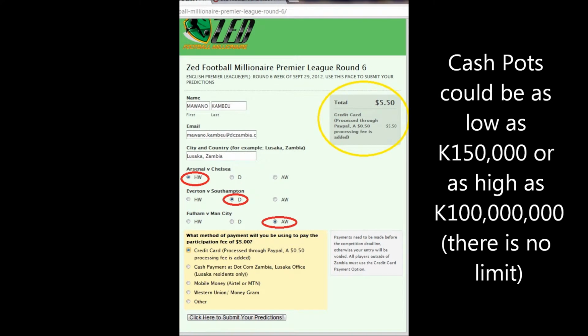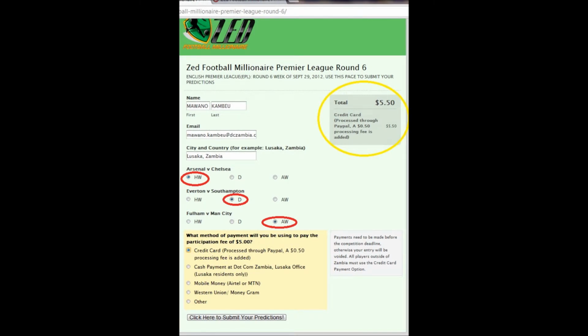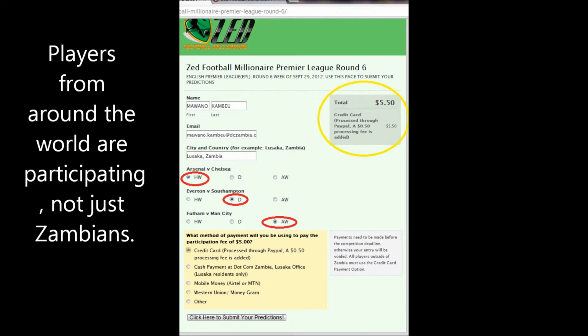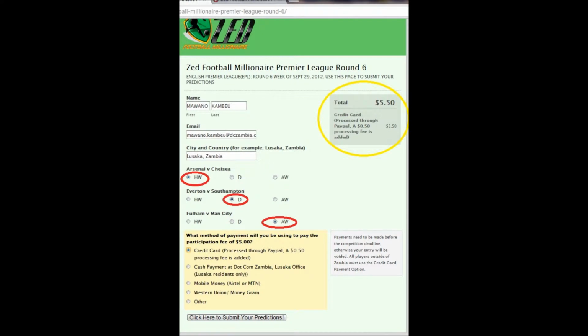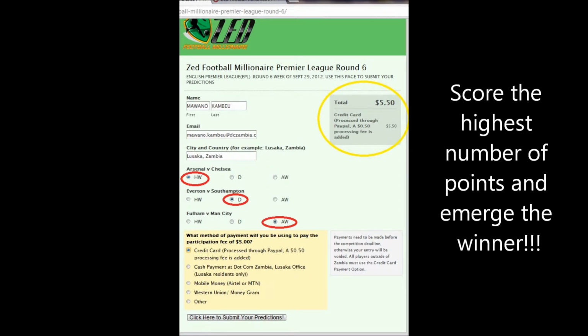If you are the person or the people with the highest score, you divide the winnings in that pot. So if it's 1 million and there are 10 of you that have won, you each get 100,000 kwacha. Or if it's one person and it's 1 million in the pot, that individual person gets 1 million kwacha. And that is how our pots work and how the competitions work.